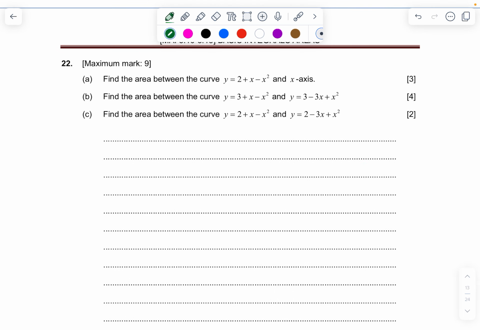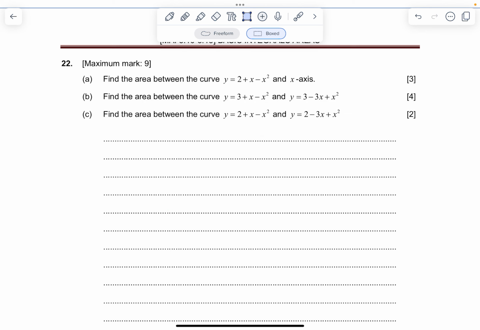Question number 22. Find the area between this curve and the x-axis. So for part A, find the point of intersection of the curves. So it will be at x equals 2 and x equals 8 upon 3. So from 2 to 8 upon 3.